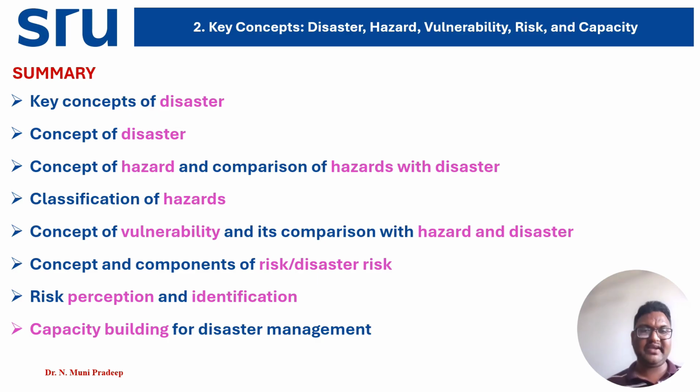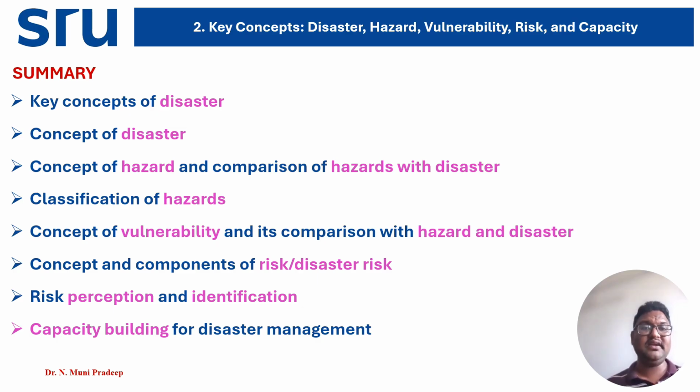We classified hazards as natural and man-made, direct and indirect, short-term and long-term, and finally sudden onset, slow onset, technological, war-related, and epidemic categories. The fourth one is the concept of vulnerability and its comparison with hazard as well as disaster. The fifth one is the concept of components of disaster risk. The sixth one is how we perceive risk, risk perception and identification.